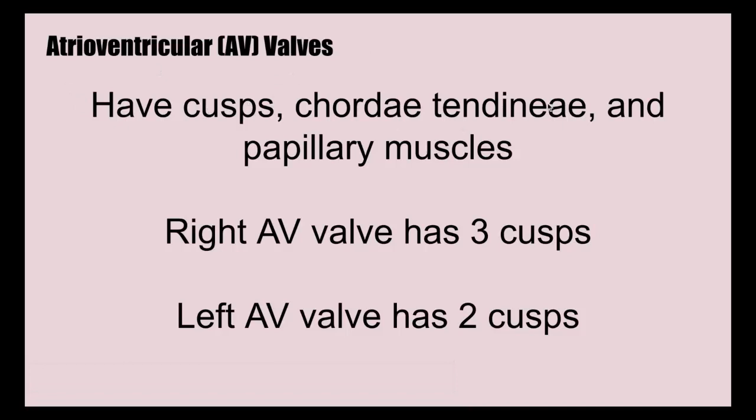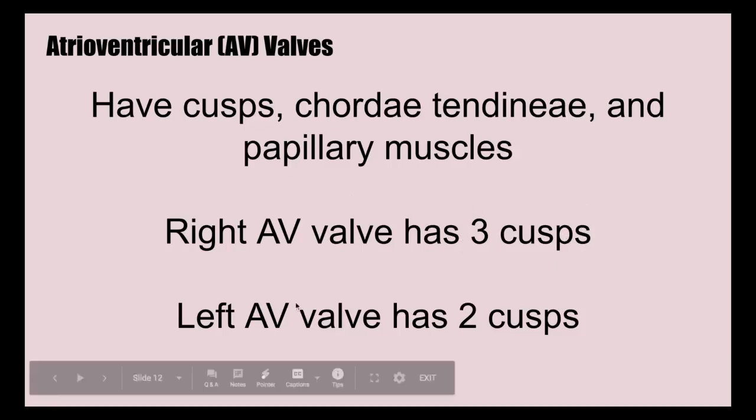And then this is just a reminder also, the atrioventricular or AV valves, they have cusps and they have chordae tendineae and they have papillary muscles. Because remember, when you have chordae tendineae, you need papillary muscles. And then when you look at the right AV valve, remember how it's called the tricuspid? That's because it has 3 cusps, okay? Very nice to remember. And the left AV valve, remember bicuspid, referring to the number 2, only has 2 cusps.